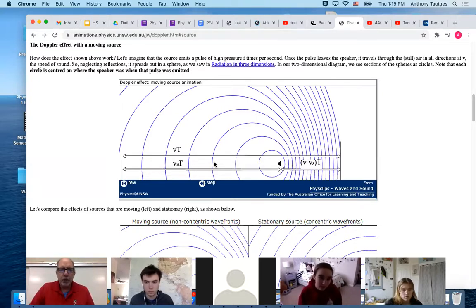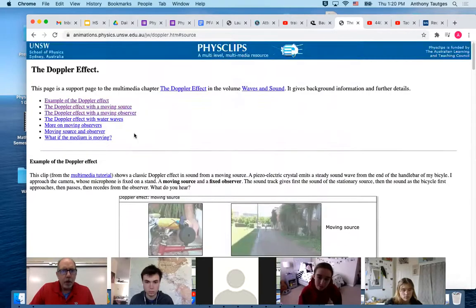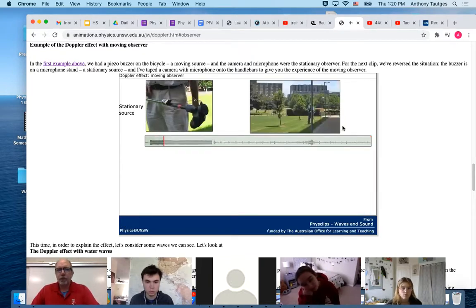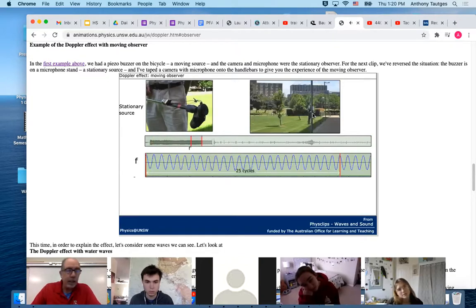Oh, by the way, this would also be observed if the source were stationary and the observer were moving. So here, the guy is just going to be holding this buzzer on the side of the path, and the guy with the bike is going to be riding past this stationary one. He's right there, standing next to the path. Now here comes a bike.